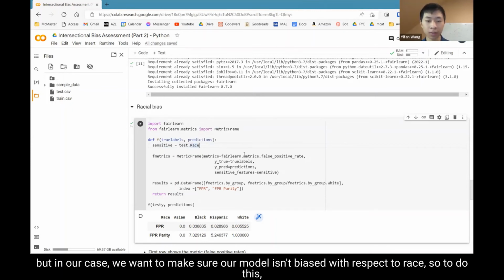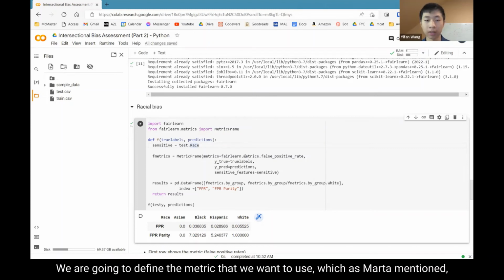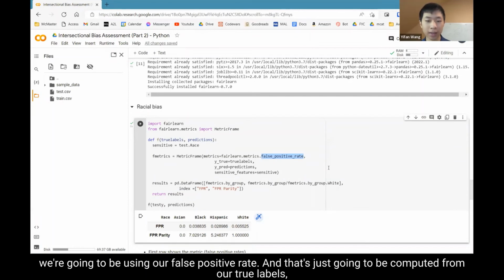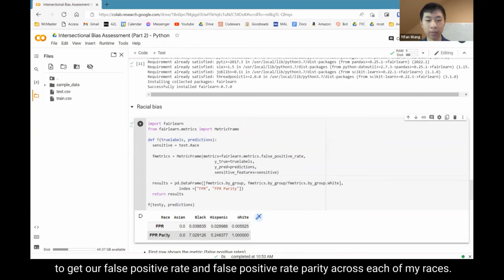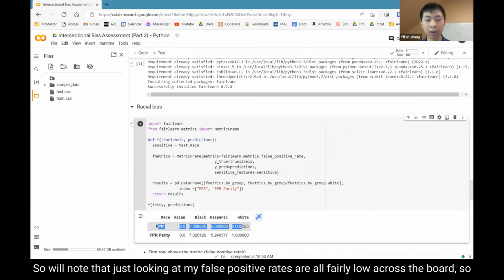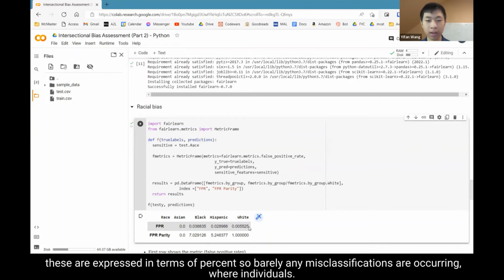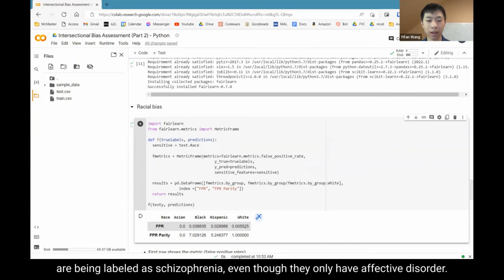So to do this, we are going to define the metric that we want to use, which, as Marta mentioned, is our false positive rate. And that's just going to be computed from our true labels and comparing it to our predictions. And then from that, we can just compute our results to get our false positive rate and false positive rate parity across each of my races. So we'll note that just looking at my false positive rates, they are all fairly low across the board. So these are expressed in terms of percents. So barely any misclassifications are occurring where individuals are being labeled as schizophrenic, even though they only have affective disorder.